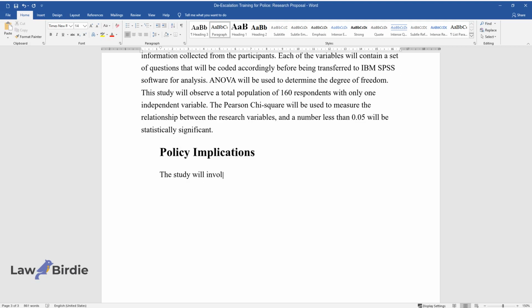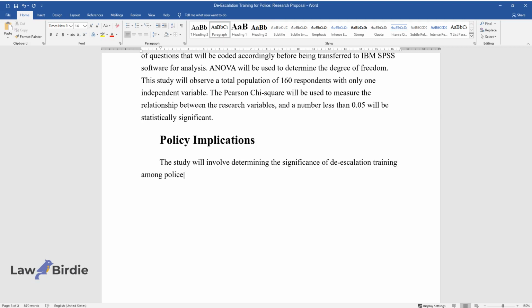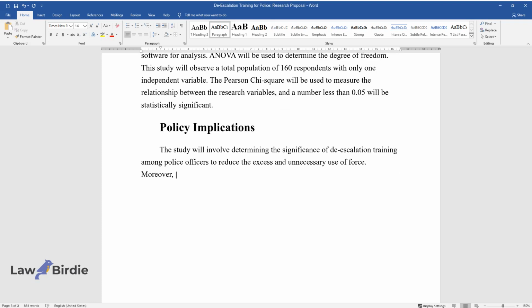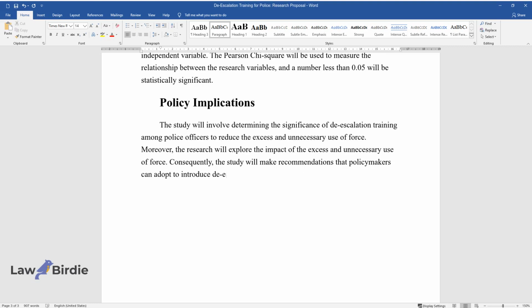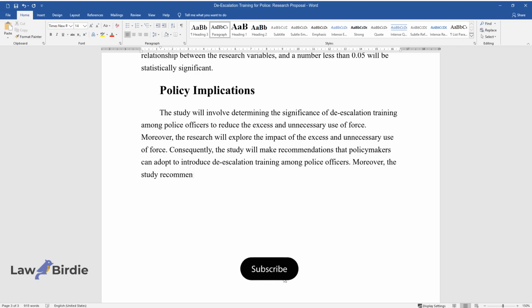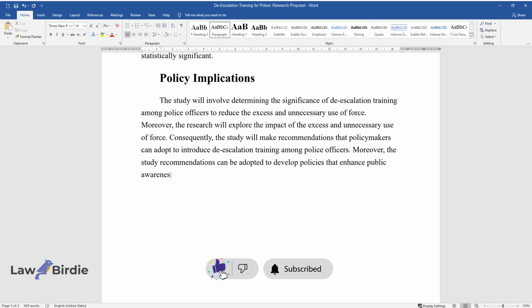The study will involve determining the significance of de-escalation training among police officers to reduce the excessive and unnecessary use of force. Moreover, the research will explore the impact of the excessive and unnecessary use of force. Consequently, the study will make recommendations that policymakers can adopt to introduce de-escalation training among police officers. Moreover, the study recommendations can be adopted to develop policies that enhance public awareness of their rights before, during, and after arrests.